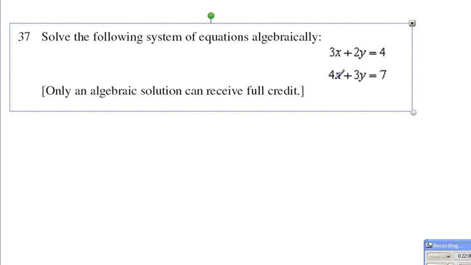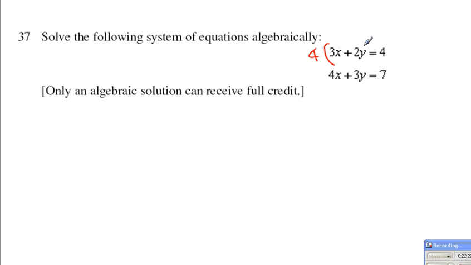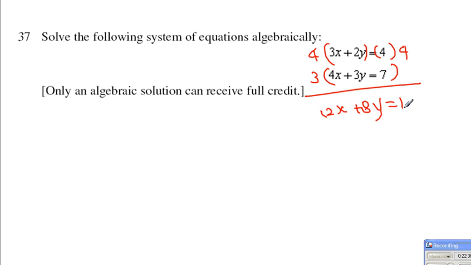Okay, now in order for us to solve this one, what we can do is get rid of one variable. Now I see that we can easily get rid of the x's, because none of them are the same, by multiplying this one by 3 and this one by 4. How about 12 becomes our value? Then the first equation now becomes 12x plus 8y is equal to 16. The second one becomes 12x plus 9y equals 21.